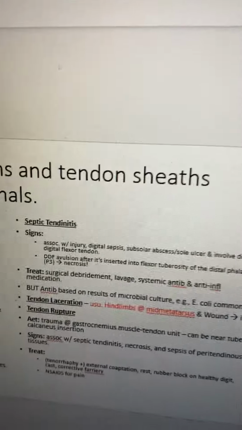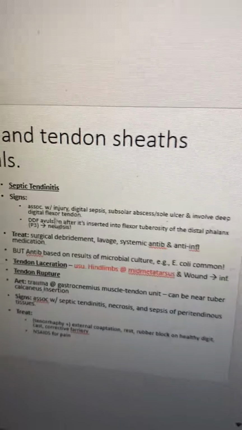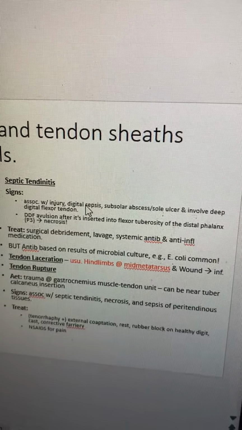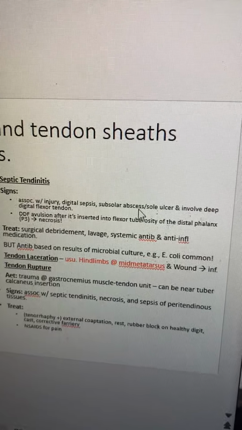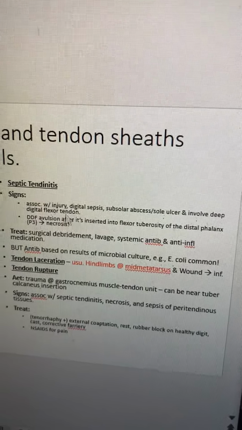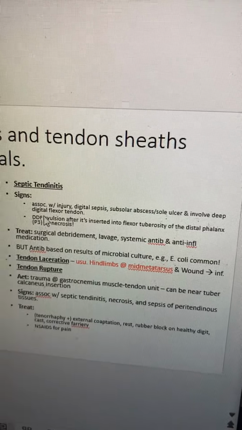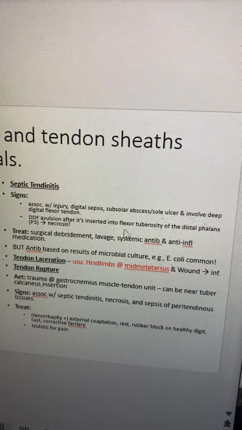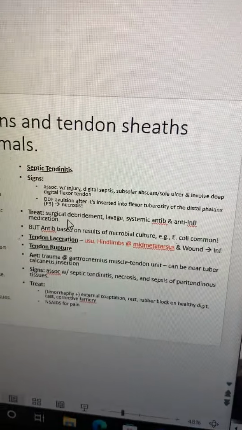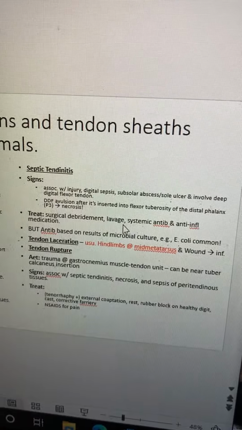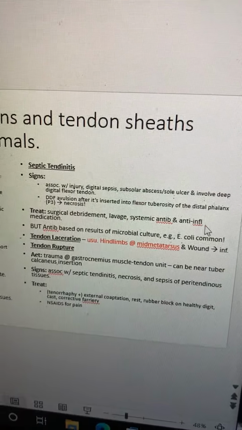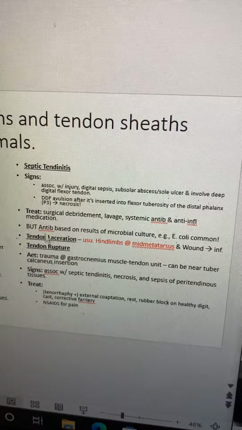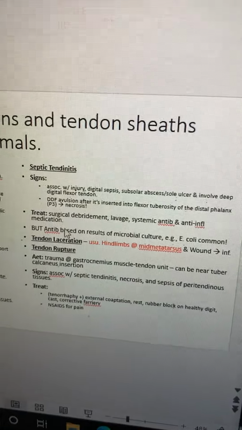Next, we have septic tendinitis. So this is obviously caused by infection, usually due to injury. Some really key ones they've mentioned here are subsolar abscess and ulcers, which we'll actually get into, and it may involve the deep digital flexor tendon. If you see the letters DDFT, that's what it means, or deep digital flexor avulsion. Anyway, so we treat this by surgical debridement, so removal of the dirt, cleaning the area, of course using antibiotics and anti-inflammatories just for pain. But obviously the antibiotics have to be based on the culture you do, because otherwise it may not be effective.